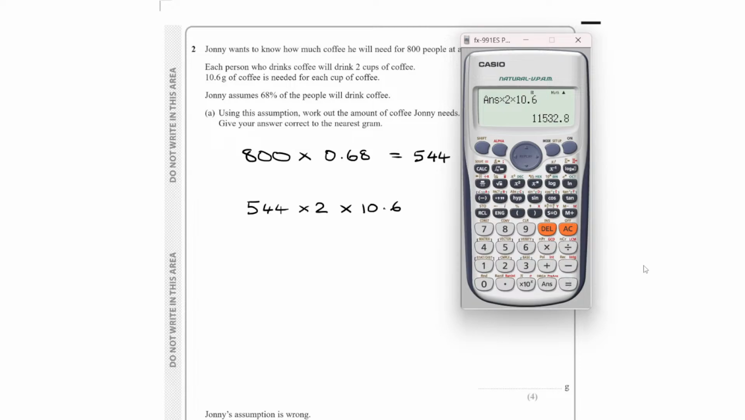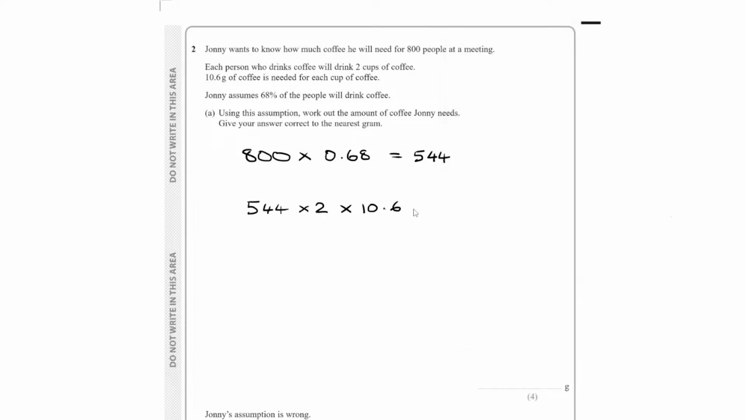And then we get 11,532.8. Now that's how many grams we need, but just double check, they've asked us to give our answer correct to the nearest gram, so I'm obviously going to have to round that up. So 11,533 grams is what that would round to. Okay, so that's part A. Quite a nice question for 4 marks, that.